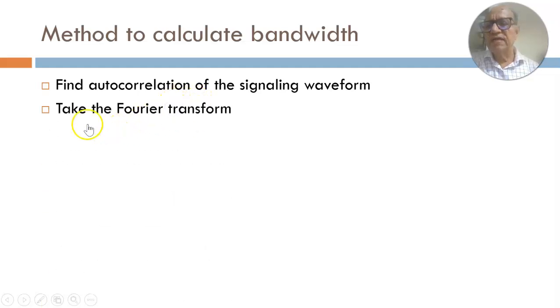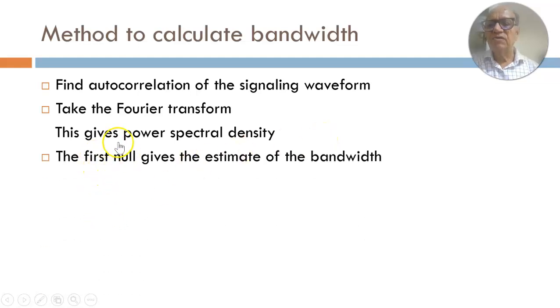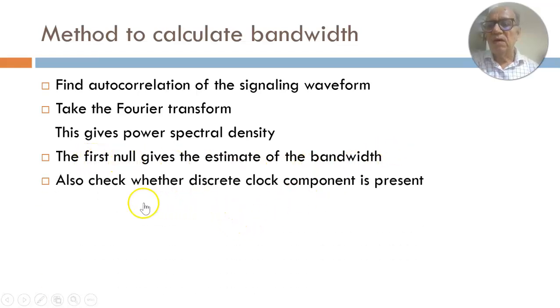And then what we do is we take the Fourier transform of this autocorrelation. When we do that, again the study in signals and systems tells us that this will give us the power spectral density. And once you know the power spectral density, the question is how do you get the bandwidth? So one estimate of the bandwidth is that you find the first null, and that will give the estimate of the bandwidth. When we look at the spectral description graphically, it will become clear what we mean by the first null. Also check whether a discrete clock component is present. As we discussed, this is another important parameter.